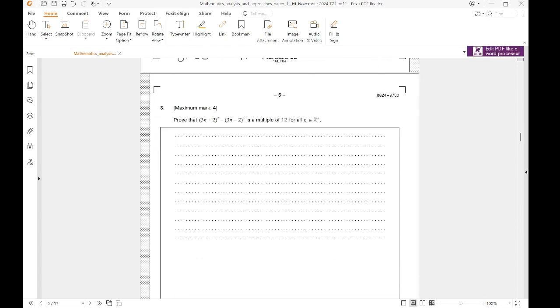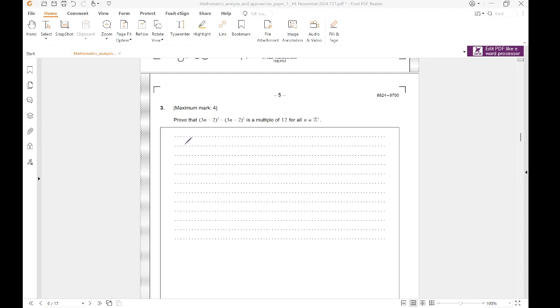Now question 3. So again, I'm going to read it out and then pause the video and give it a go. So prove that (3n+2)^2 minus (3n-2)^2 is a multiple of 12 for all n element of Z plus. So go ahead, pause the video and give it a go. Alright, hopefully you've attempted it by now, and let's give it a go now.